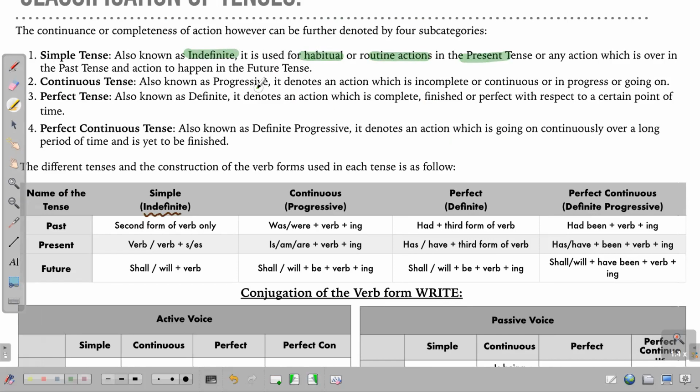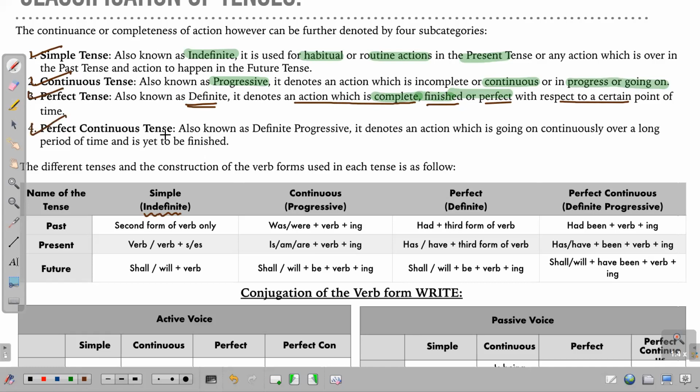A continuous always shows a progressive form. That's something that is continuing. It's ing forms. It's going on. It's processing, and therefore it's always denoted in the continuous tense. The second is the perfect, also known as a definite tense. Now this denotes a definite timeline. This denotes an action which is completed, finished, or perfected itself. The reason why we call it perfect is because it perfected itself. It's finished with respect to a certain point of time. It's completed, whichever way you want to remember it. But remember, perfects denote completed actions.